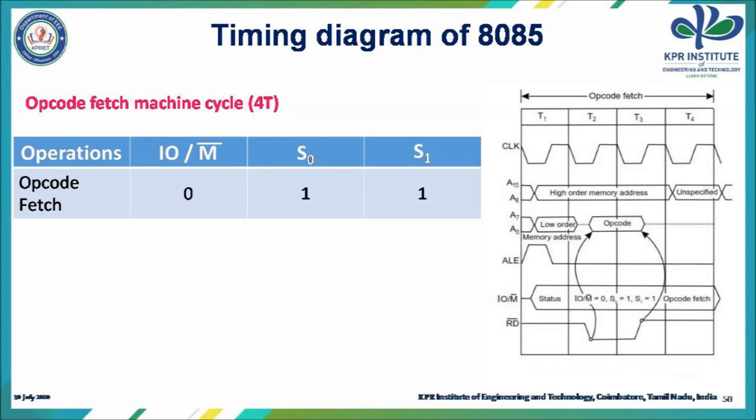When ALE becomes low, automatically AD0 to AD7 changes to D0 to D7 and it holds the opcode from the memory. During this time, the status pins will be IO/M bar equal to 0 and S1 S0 will be equal to 1 1. Since this is a read operation, the read bar pin is used, and the read bar pin is made low during T2 and T3 whenever the processor performs a read operation. So this is the timing diagram of opcode fetch machine cycle.